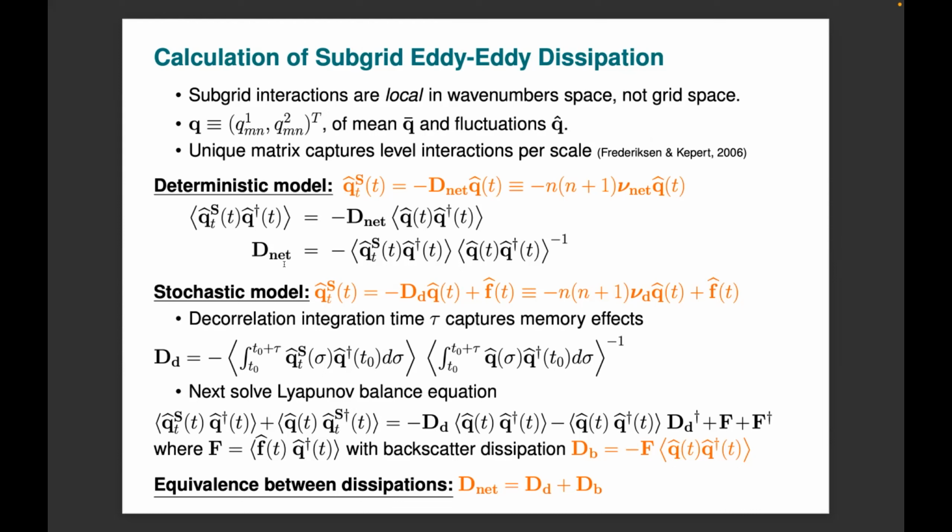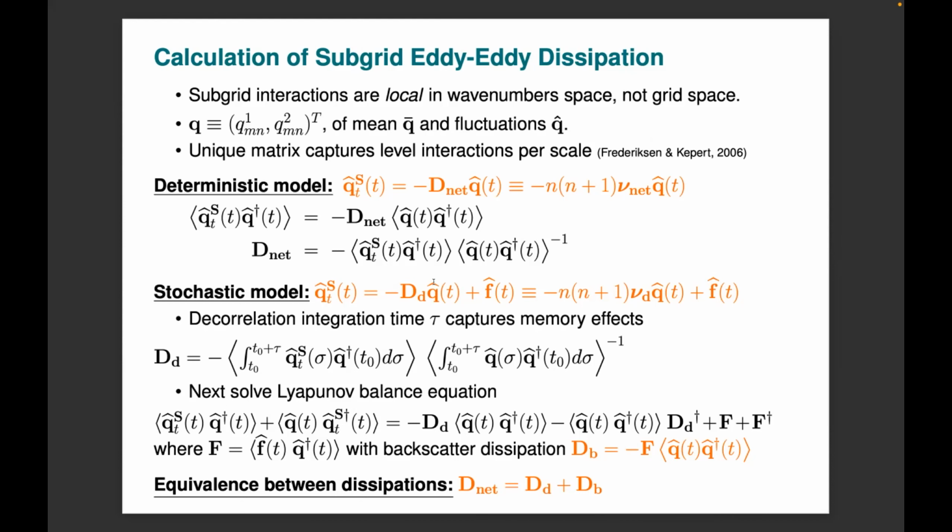So the key point here is that there are no tuning parameters. These coefficients are just what the data tells you they should be. The stochastic approach has a few extra steps, but the moral of the story is that the drain dissipation operator and the variance of the stochastic backscatter force are all calculated from the data itself with no tuning parameters.